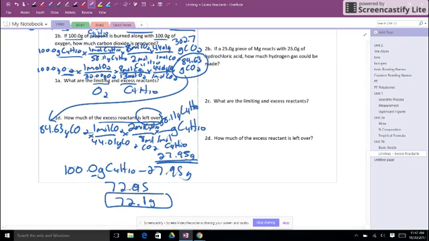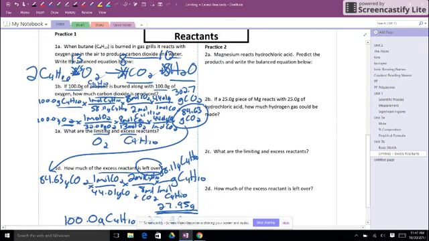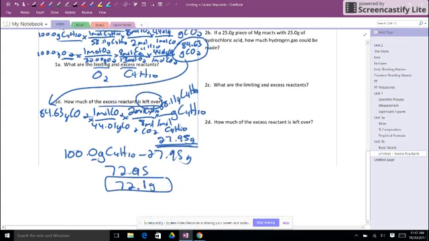So I'm going to make another video for the second series, so I have a little more time to go through it. So I hope that was a nice little recap of what is a limiting reactant, what is an excess reactant, and how we go about solving these types of problems.